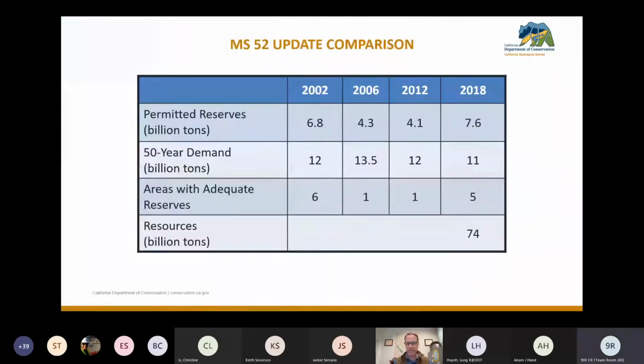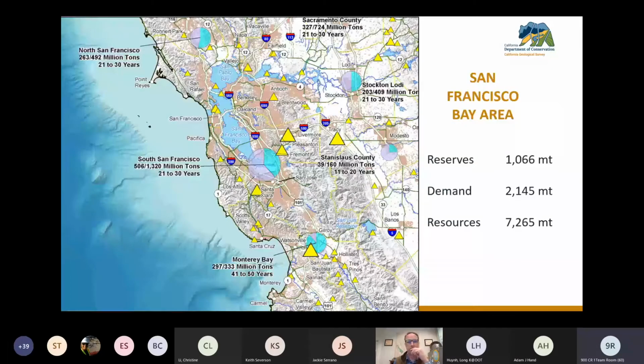Fred, I've got a question that I think is probably pertinent to the time now. What is the time frame used for supply-demand calculations? That's a good question. It's 50 years. So we look at what the demand is going to be for 50 years. And so when you look at the San Francisco Bay Area, you have about half of the reserves. So you can think just roughly 25 years, we're going to be out of rock unless we find new reserves.